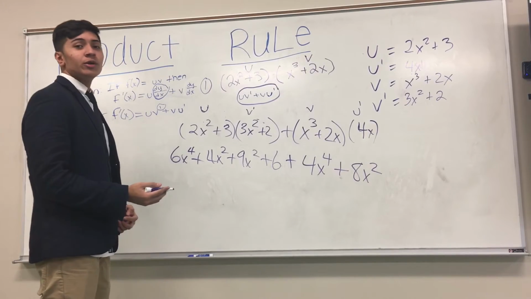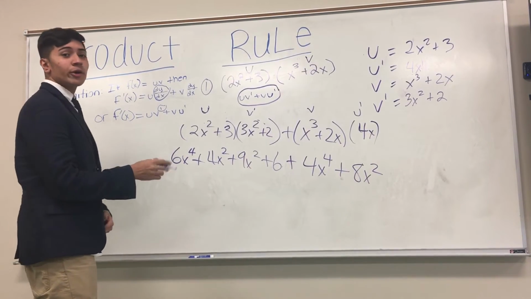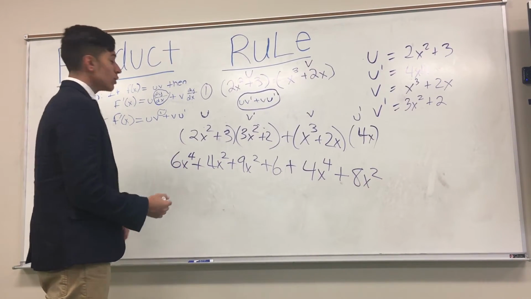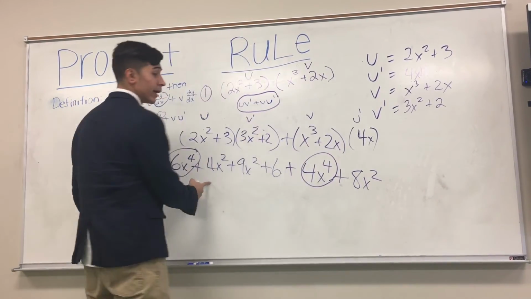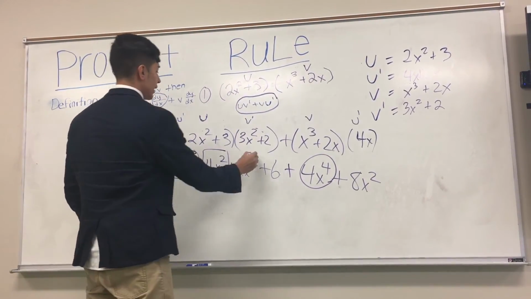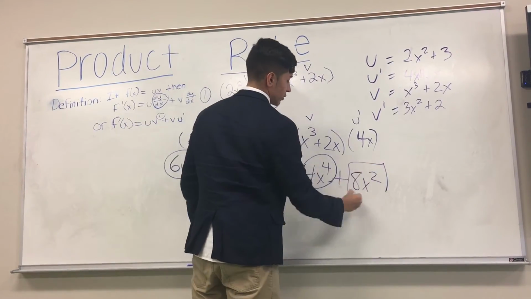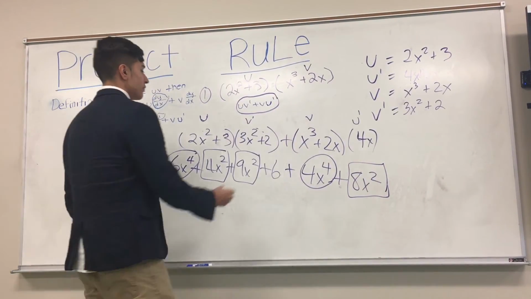And what I like to do is circle or put squares on things that match. X to the fourth power. Then we have 4x to the second power, I'm going to square that. Then we have 9x to the second power, square that too. And we have 8x squared, I'm going to square that too. And then we have 6 here, which is a triangle. So now all we have to do is just combine.